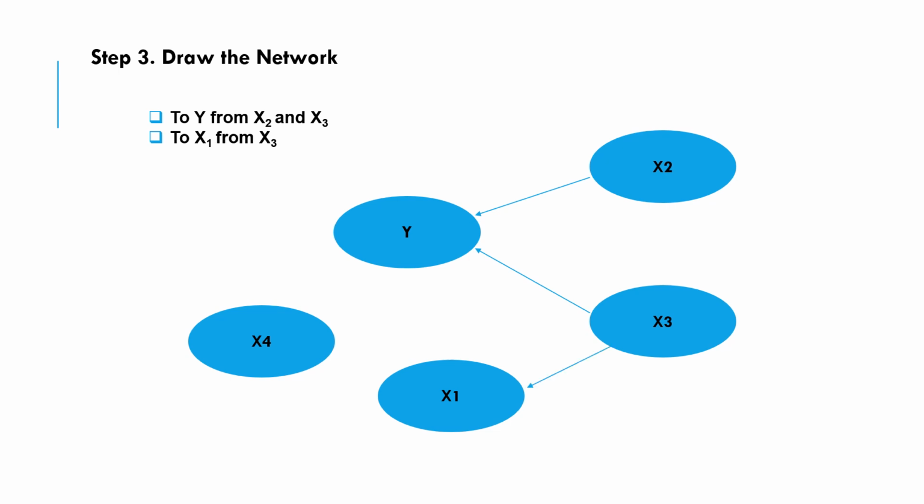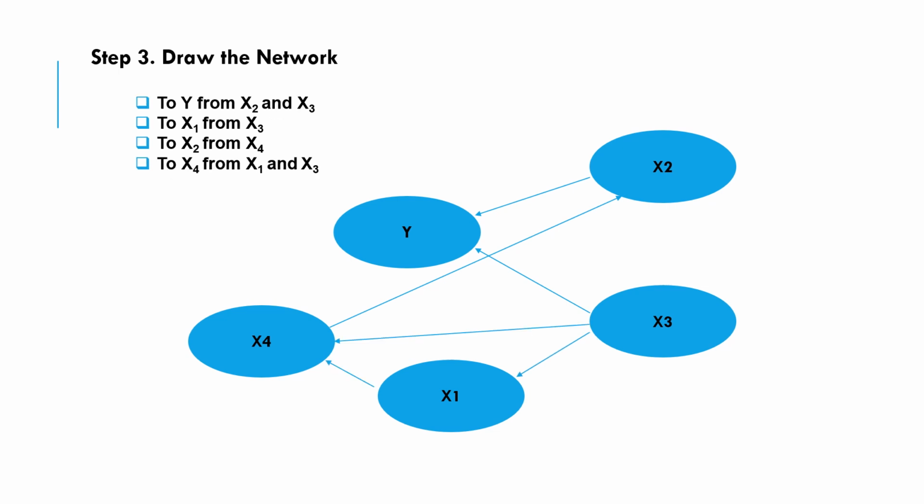Now we need to draw an arc from x3 to x1, which we see here at the bottom. Next, we will map an arc from x4 to x2, which we see here. Lastly, we need to draw two arcs, one from x1 to x4 and one from x3 to x4. So this is our final network, and that's it. There are no arcs. These are all clinically significant relationships, and yeah, all done.